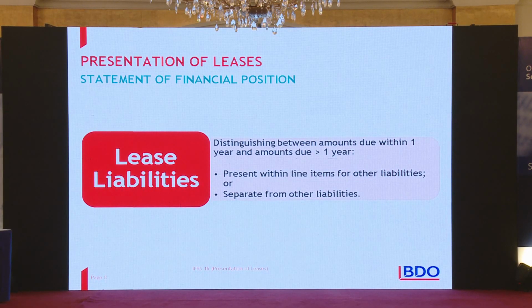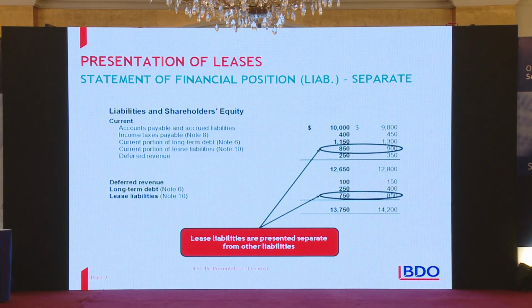In terms of the lease liabilities, the amounts still have to be distinguished between amounts that are due within 1 year and those that are due after 1 year. And once again, the option remains to present the lease liabilities within a line item for other liabilities or separate from other liabilities. And again, just to show you a quick illustration of this, in the liabilities and shareholders' equity section in the current liabilities, you see the current portion of lease liabilities separately disclosed here, and the current non-current classification appropriately done.